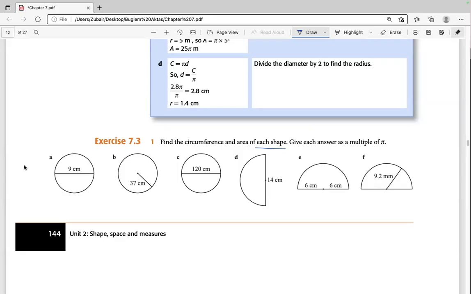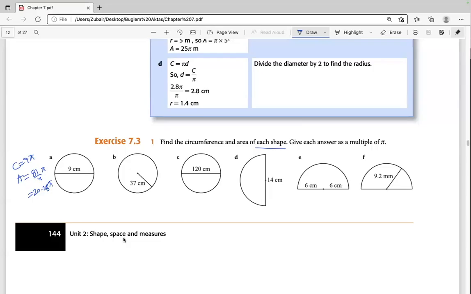So if I just look at the first one, circumference is 9 pi, and area is 20.25 pi. That's right. 81 by 4 pi or 20.25 pi. That's right.